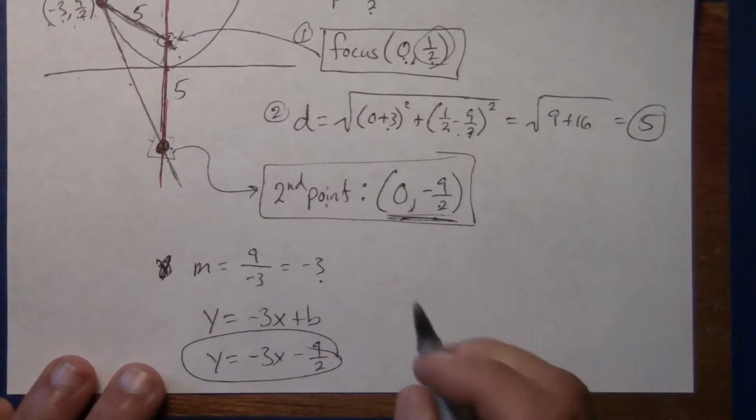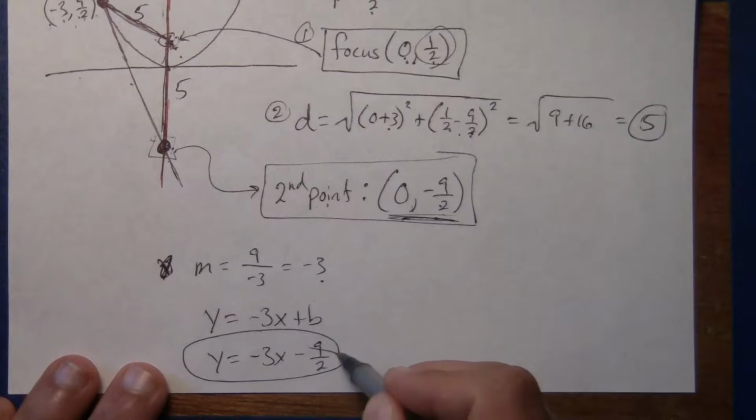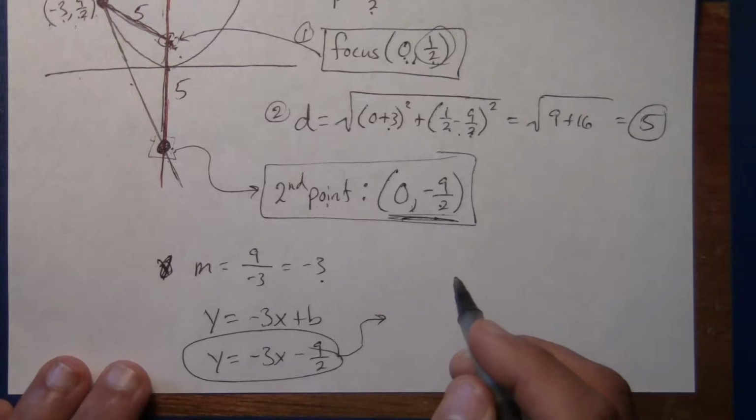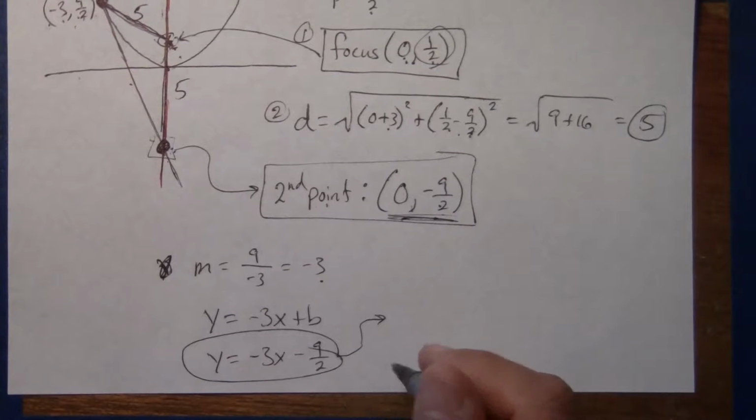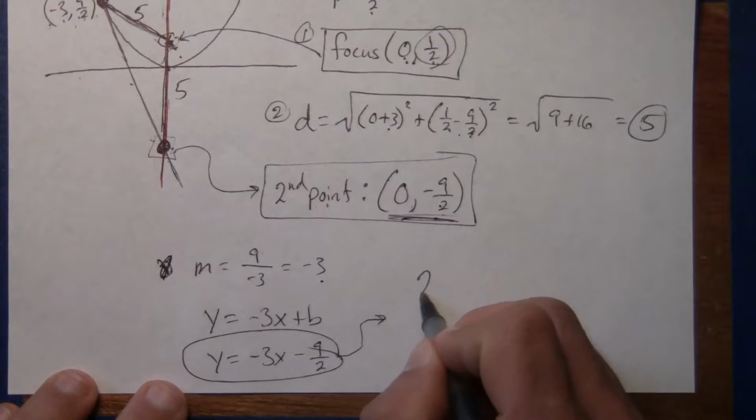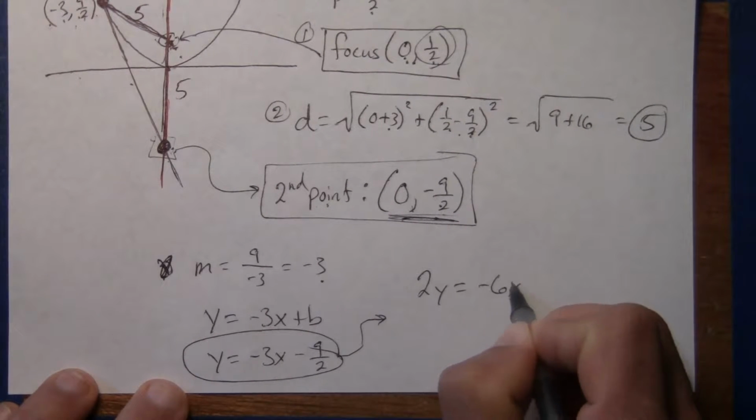And that's the answer that I will be looking for and that I would take. If you go in the back of the book to look at the answer, this isn't what they're going to give. They're going to set the equation equal to 0 and get rid of the fraction. So multiply everything by 2.